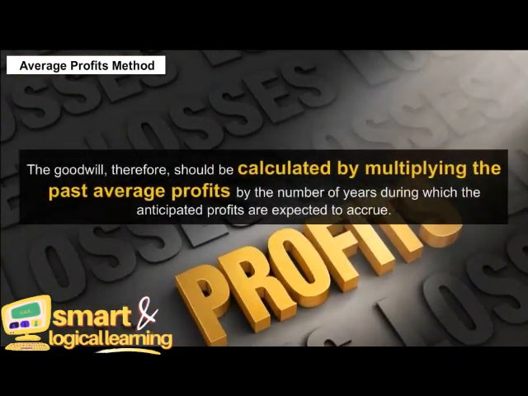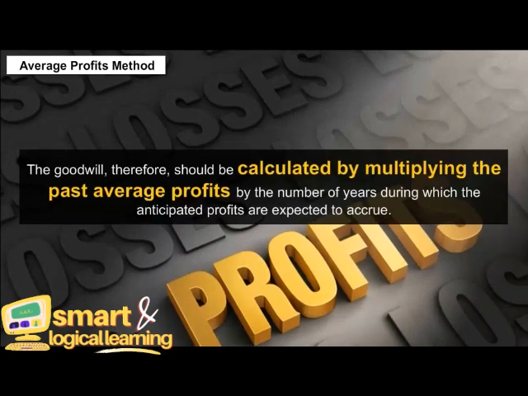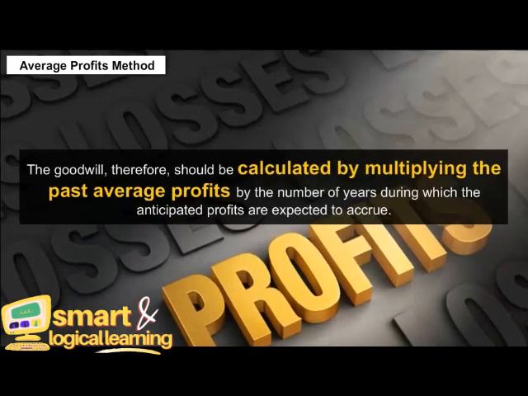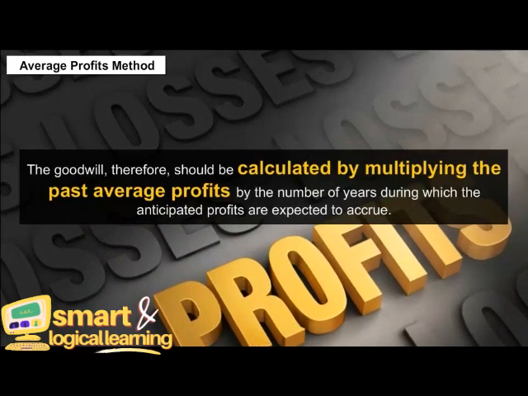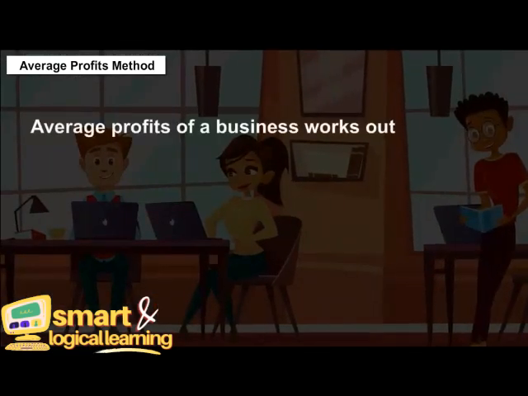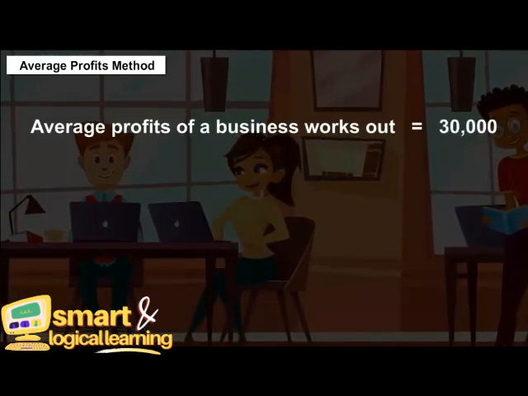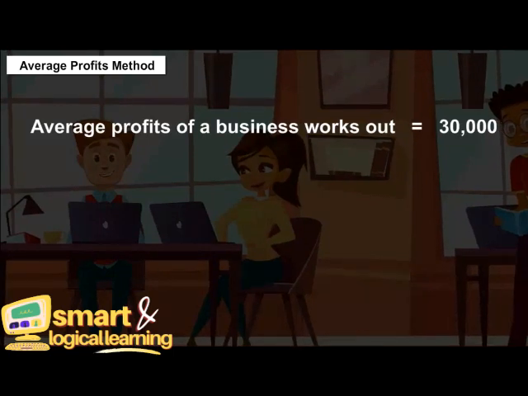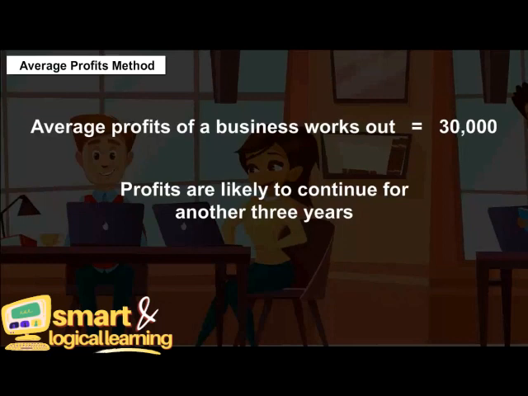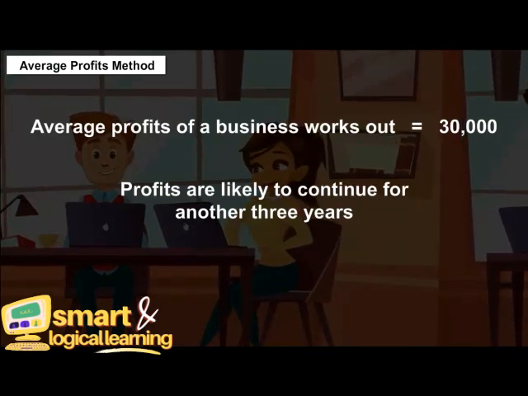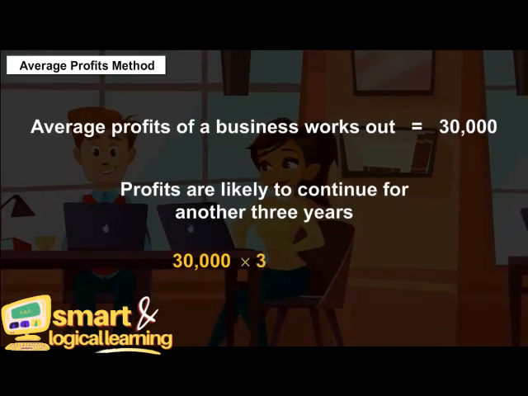The goodwill, therefore, should be calculated by multiplying the past average profits by the number of years during which the anticipated profits are expected to accrue. For example, if the past average profits of a business work out at Rs 30,000 and it is expected that such profits are likely to continue for another 3 years, the value of goodwill will be 90,000 rupees, that is, Rs 30,000 multiplied by 3.